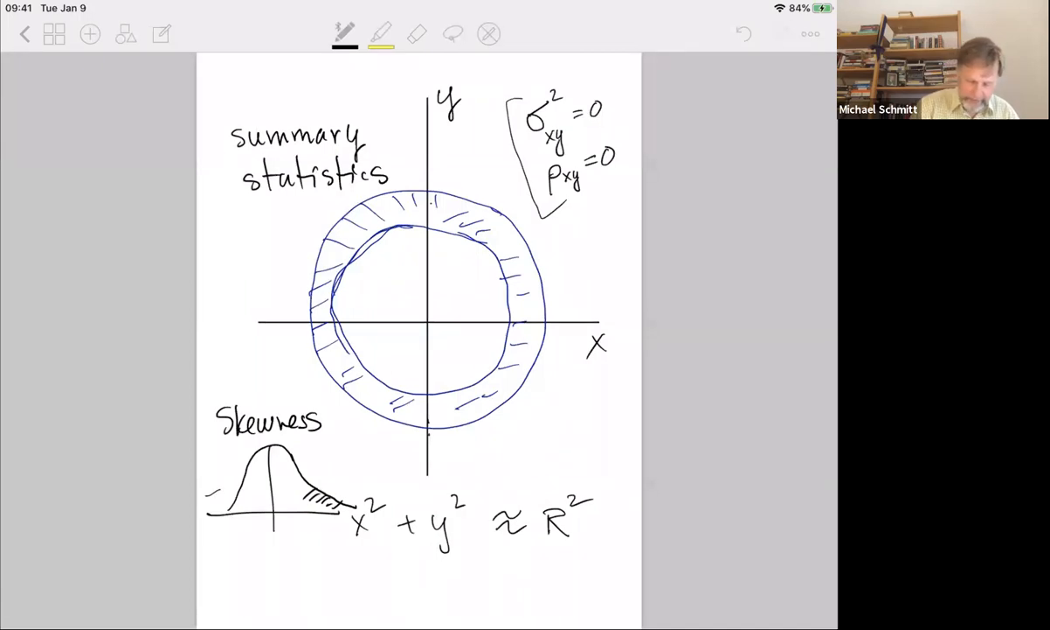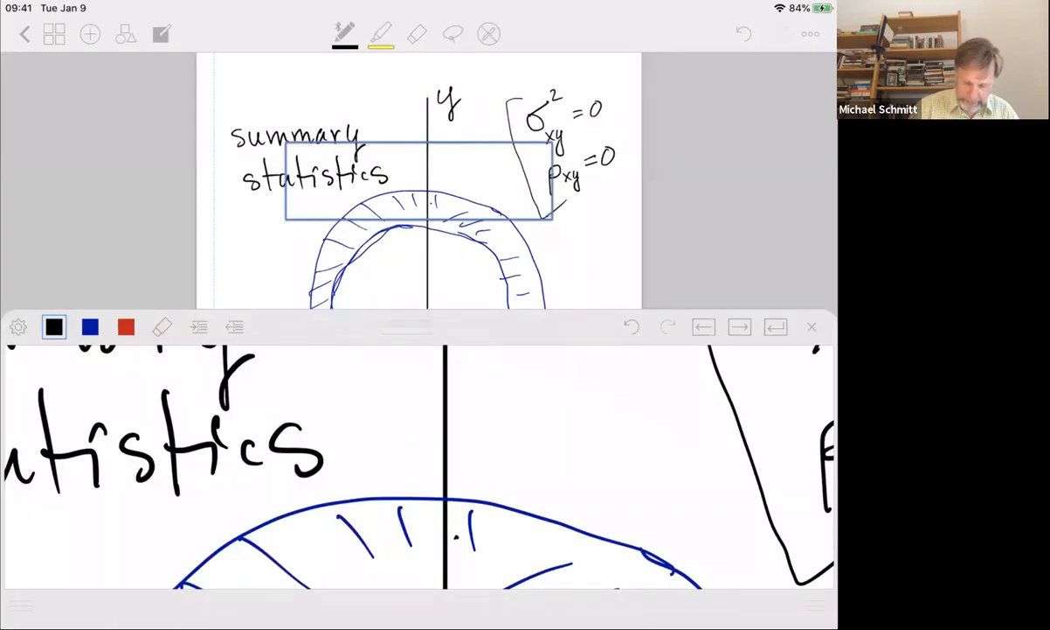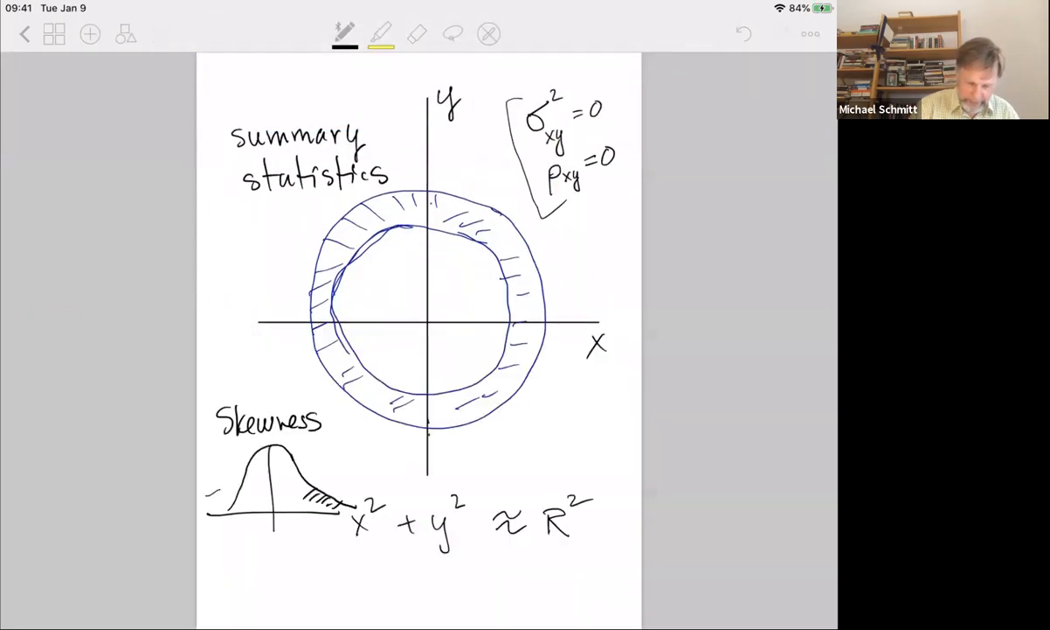And then finally, let's see, oops, sorry. I didn't mean to do that. I wanted to erase something. Let me make a little space down here.